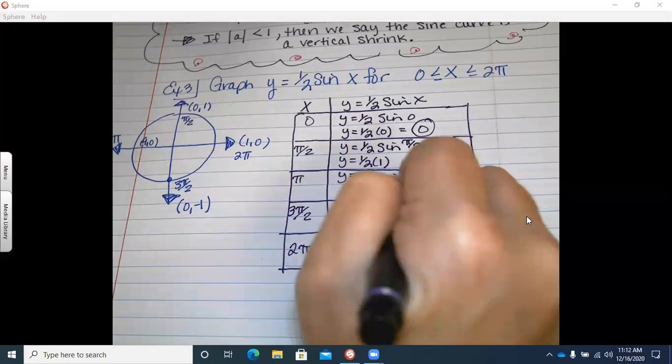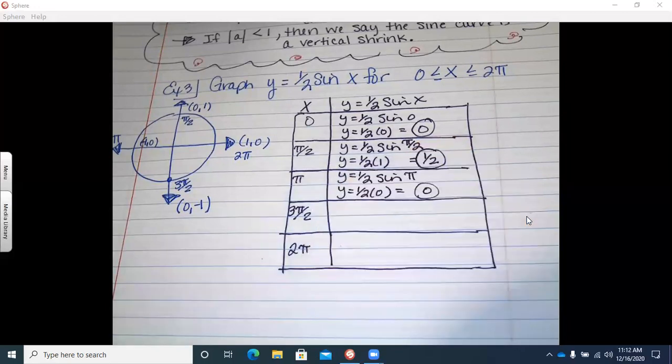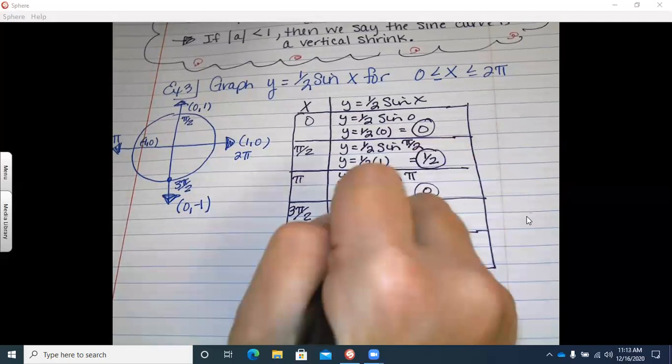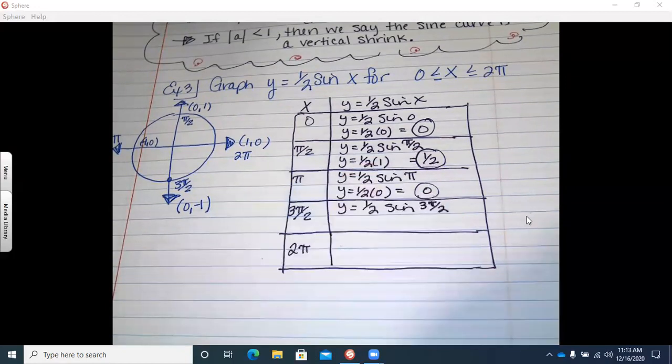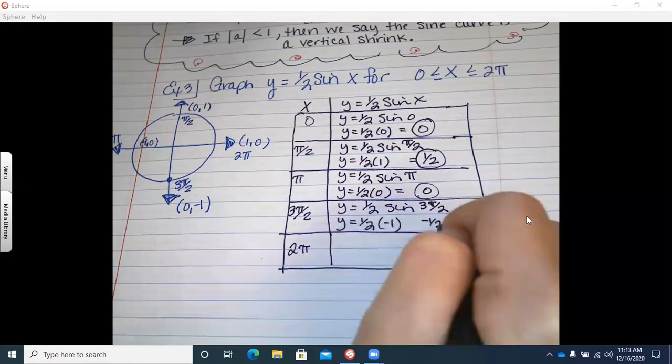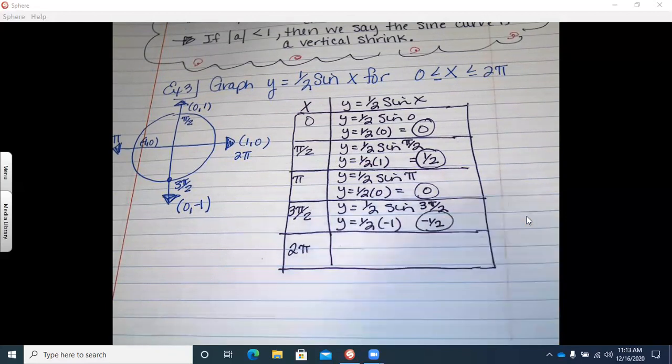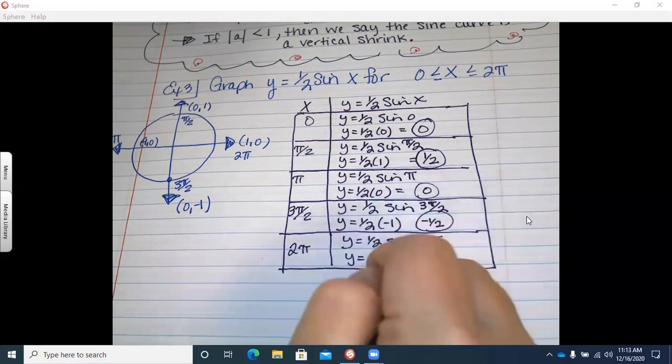Then 3/2 pi. Y equals 1/2 times the sine at 3/2 pi. And the sine at 3/2 pi is negative 1. So what's half of negative 1? Negative 1/2. Very good. And what do you think 1/2 times the sine of 2 pi is going to be? 0. Because the sine at 2 pi is 0. So 1/2 times 0 is 0. So what's my amplitude going to be? 1/2. So on my graph, the y-axis, I only have to go as high as 1/2 and as low as negative 1/2, right? The x-axis, where we put our radian measures, is the same as we've been doing.